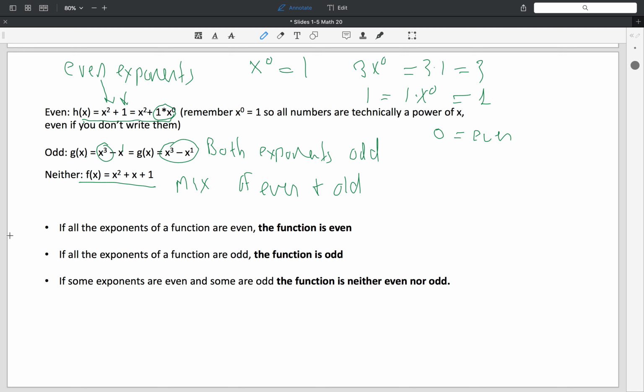So that gives us kind of a shortcut. If all the exponents of a function are even, the function is even. I want you to think about that, but you still need to do it the long way by plugging in x and minus x and comparing. If all the exponents are odd, the function is odd. And if some exponents are even and some are odd, the function is neither even nor odd.